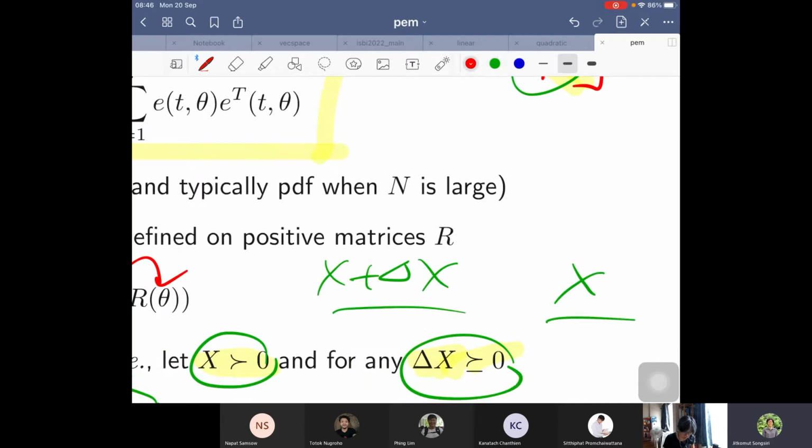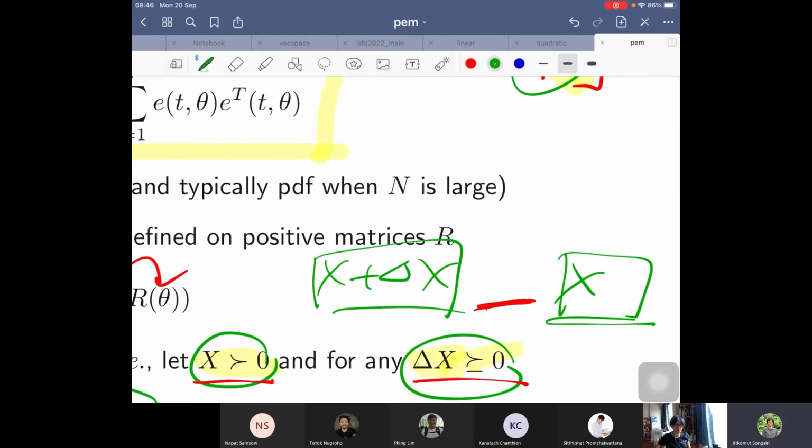Napat? Compare, bigger or smaller? Or we cannot compare? Given that X is positive definite and delta X is non-negative, can you compare? Yes. What is it, Toto? Always bigger or equal. Is bigger, right? X is a matrix. Remember the definition of A bigger than B? We say A bigger than B if and only if, Toto.